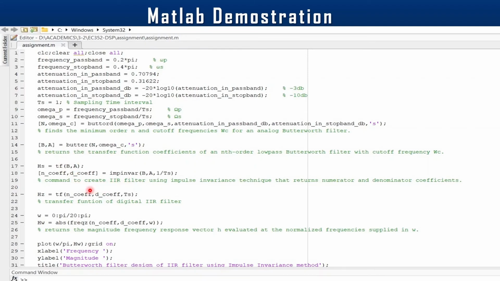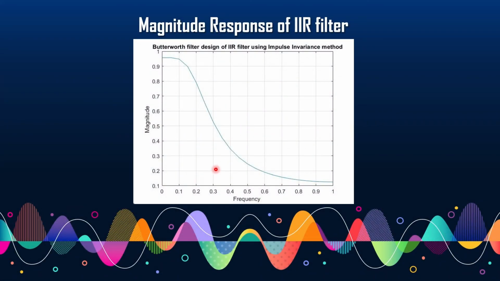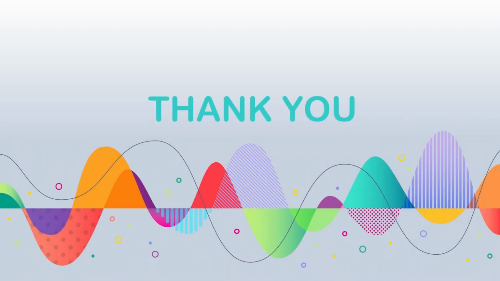IMPINVAR is a command used to create the IIR filter using impulse invariance method that returns numerator and denominator coefficients. H of z is found using the function tf and the numerator and denominator coefficients returned from the impinvar method. Now we find the magnitude frequency response of the IIR filter and plot it against the frequency. Here is the graph. Thank you.